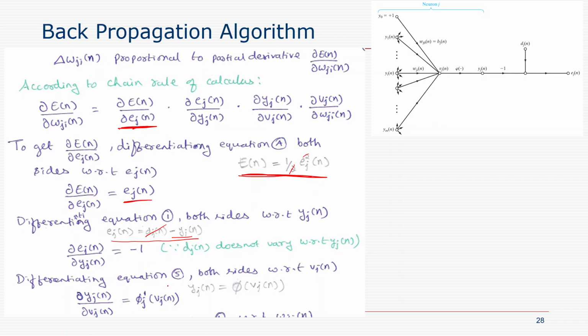Now differentiating equation 5. Equation 5 we had yj of n equal to phi j of vj of n. Therefore, when we differentiate that with respect to vj of n, we will get phi dash, that is the differentiation term with vj of n.